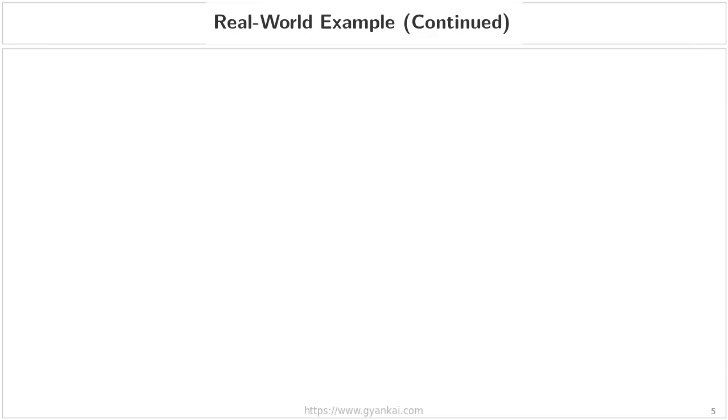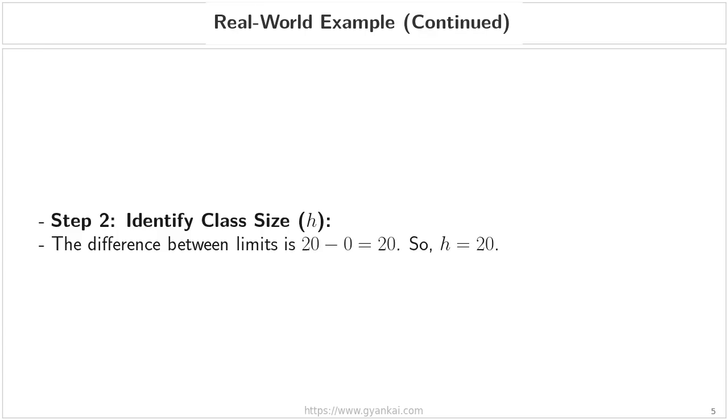Real-world example, continued. Now that we have identified our class marks and selected 30 as our assumed mean, let's move on to step 2, which is identifying the class size, denoted by the letter h. To find this, we simply look at the difference between the upper and lower limits of any class interval. For instance, taking the first interval, 20 minus 0 gives us 20. So our class size, h, is 20.